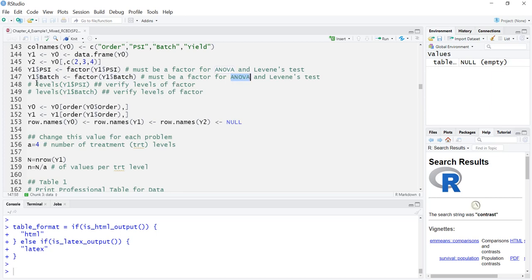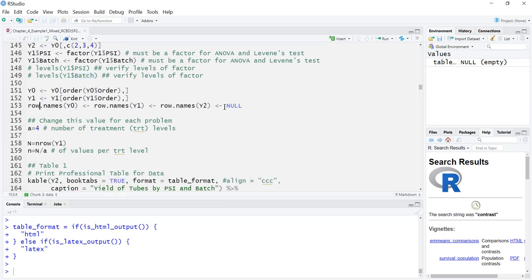And we can verify our levels of factor, like here's the PSI and here's the batch, and if it says null, then there's a problem. And then we're ordering Y0 and Y1 by the order. This is important because if you want to do a graph by time, you have to have the observations in order, or else if you plot lines, those lines will go all over the graph and make it really messy. Then we're getting rid of our row names so that our tables don't have 1, 2, 3, what have you, printed out. It's meaningless, so why have it there?